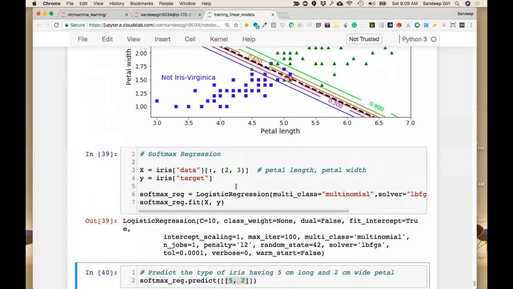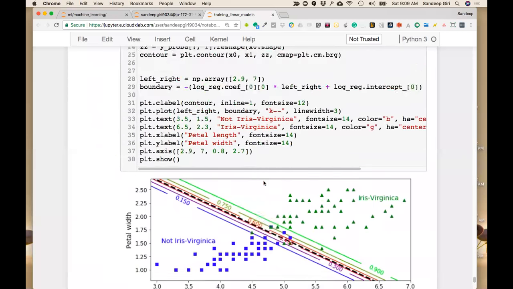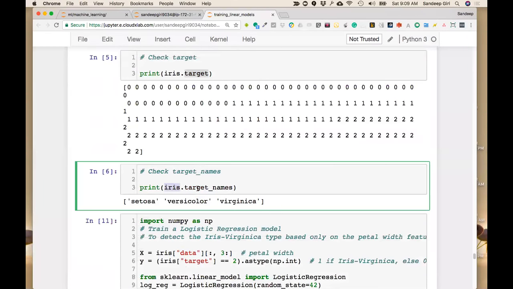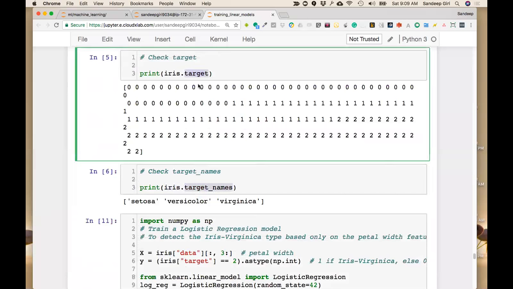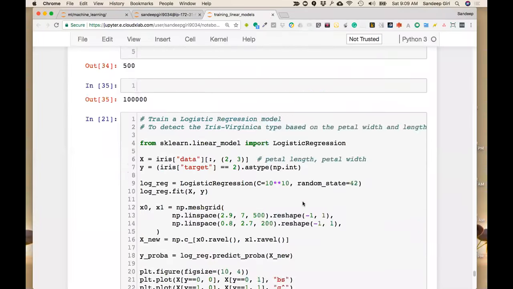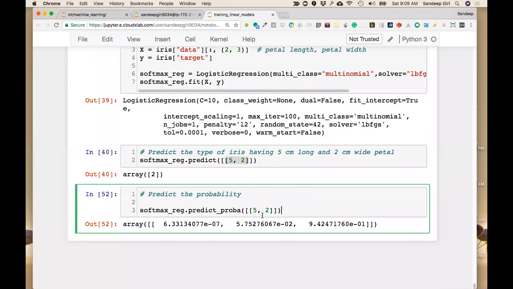A question is, what does 0, 1, and 2 stand for? How can I check? If you go up a bit, we had talked about something called iris.target_names. iris.target gives us this data, while iris.target_names is this: setosa, versicolor, and virginica. The way you can remember is that this is in alphabetical order. Therefore, this means virginica.